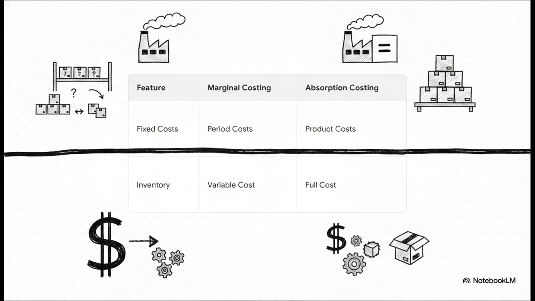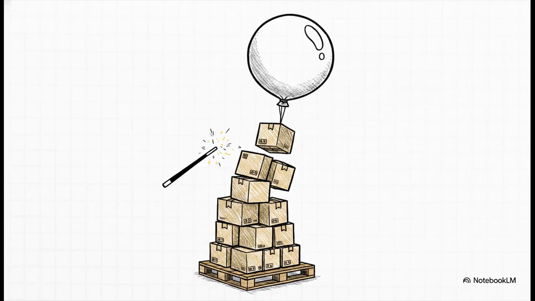Marginal costing, though, it completely strips out the fixed costs and treats them merely as period expenses. So, under marginal costing, those boxes sitting in your warehouse are valued purely at their variable cost. So why does that actually matter? Well, because absorption costing ties fixed costs to inventory, simply having extra unsold stock sitting around can artificially inflate your reported profits for that time period.